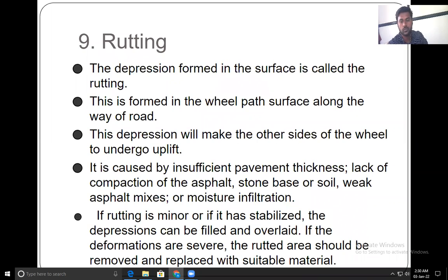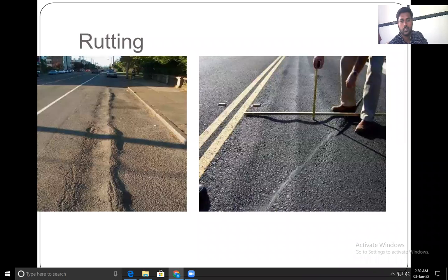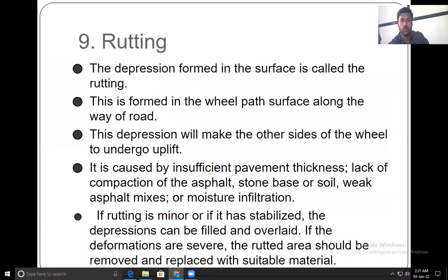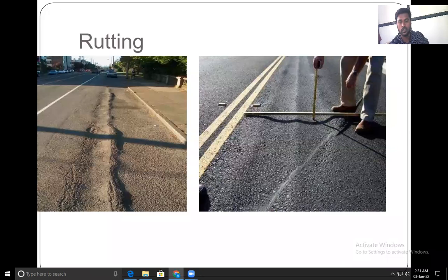Then rutting. You can see here such undulations or depressions produced on the roads, and they are called ruts. A depression that forms in the surface is called a rut. You can see in this figure the depressions formed on the road. Such a type of defect or failure is known as rutting.